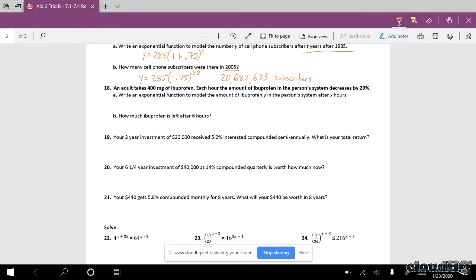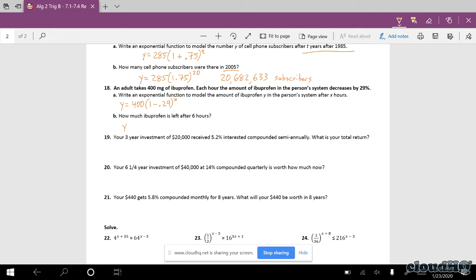So number 18, we're talking about ibuprofen. So we started with 400 milligrams. The amount in your system is going to decrease, so we're going to use 1 minus instead of 1 plus. 29% as a decimal is 0.29. To the power of, they said use x here, and x is going to represent the number of hours. There's our model.